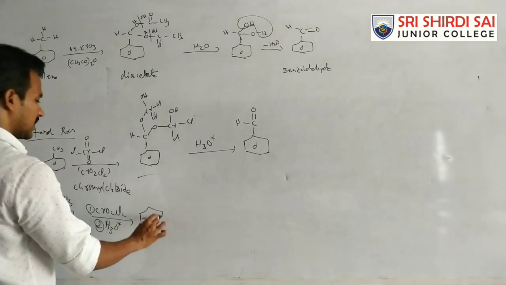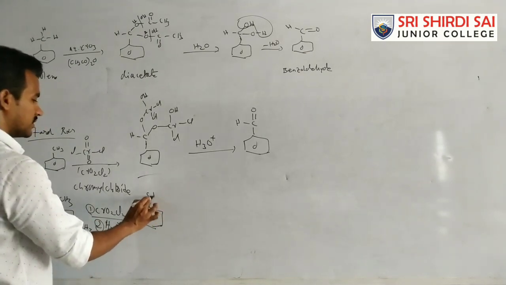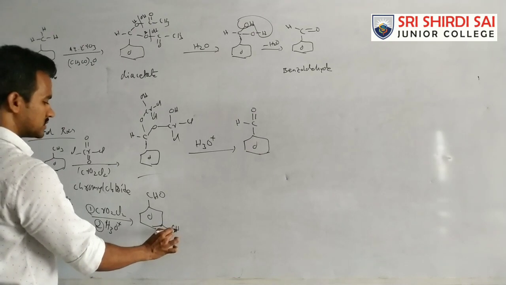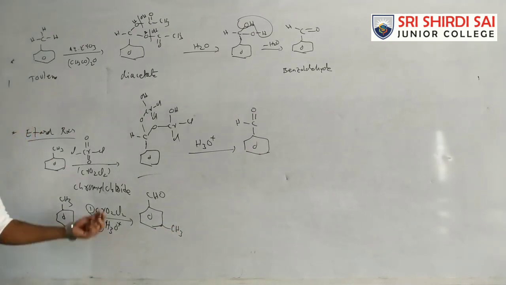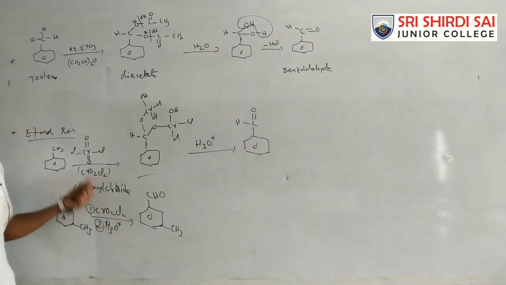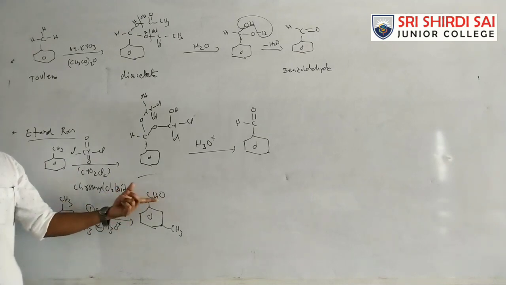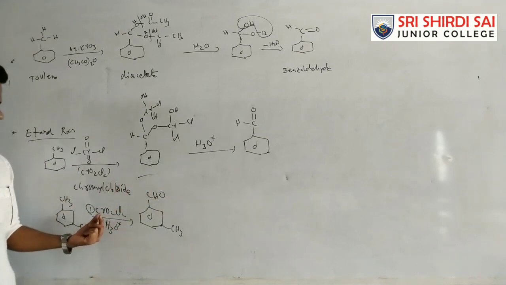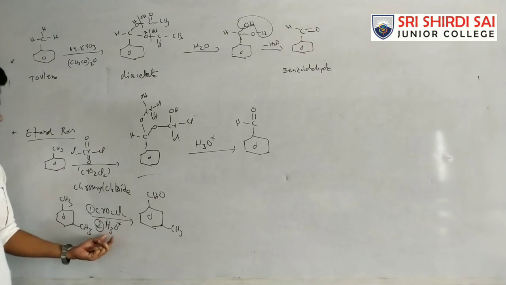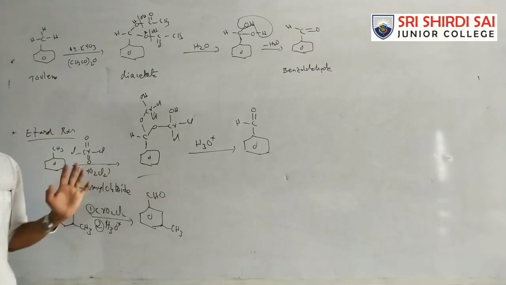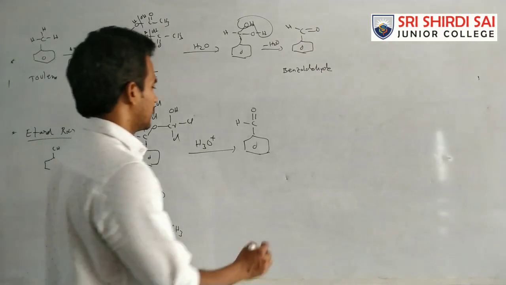Here, among the two methyl groups, only one methyl group is converted to an aldehyde group, and the remaining one stays the same. Okay, it is a weak oxidizing agent. This methyl group is oxidized and converted to an aldehyde group by chromyl chloride. Just very simple: chromyl chloride followed by hydrolysis converts CH3 to aldehyde. That's it.